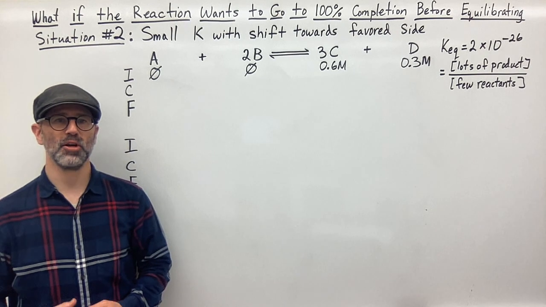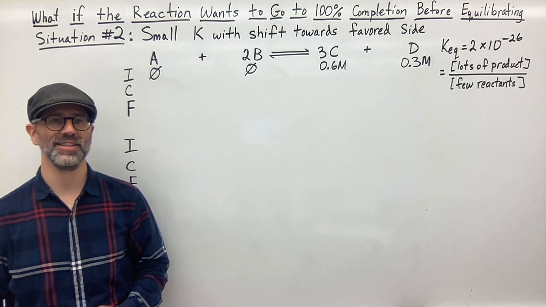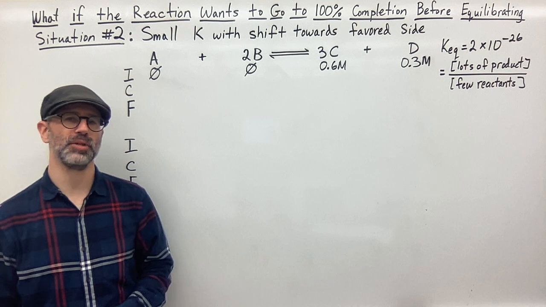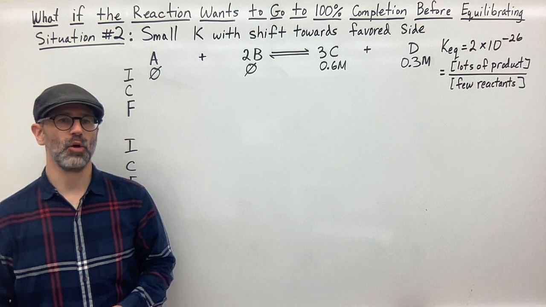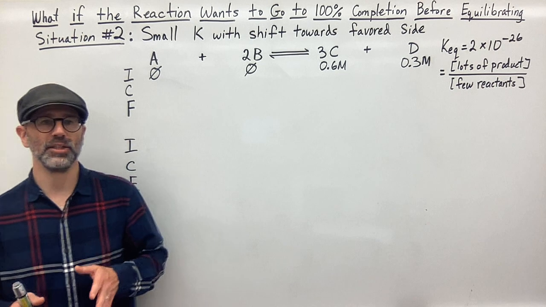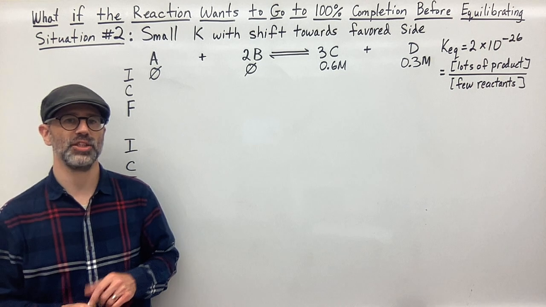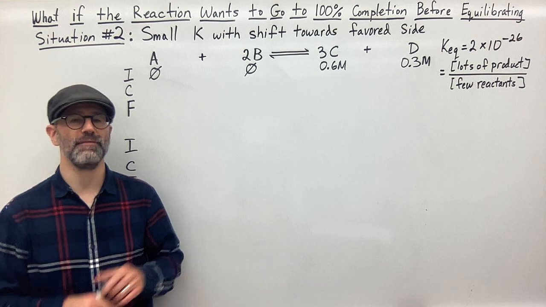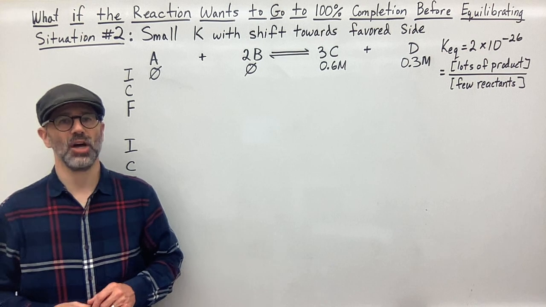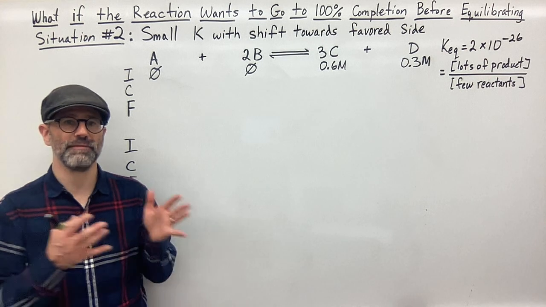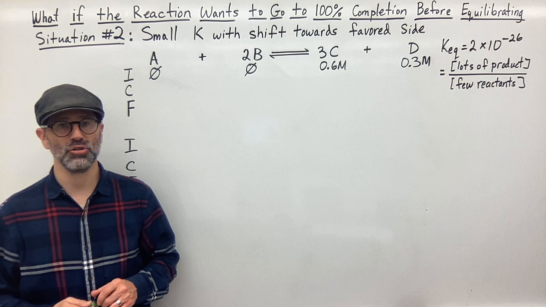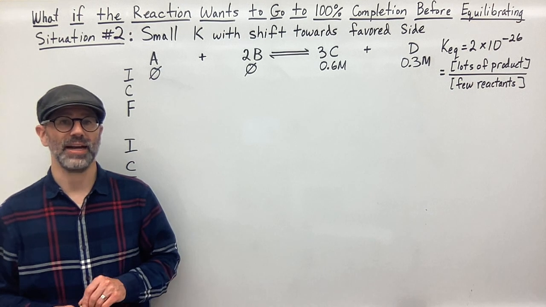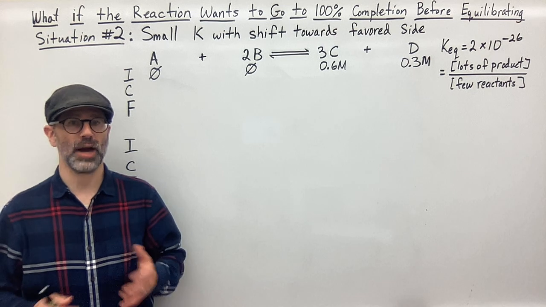My name is Mr. Kovald, and in this video I'm going to be going over the second situation in which a reaction wants to go to 100% completion before equilibrating. So in this second situation, let's remind ourselves about the first situation. The first situation is where we had a large K value and the shift was towards the favored side. And in that way, we saw that whenever you have the shift towards the favored side, you can't assume that X is going to be negligible. You can't use that tool or that strategy.